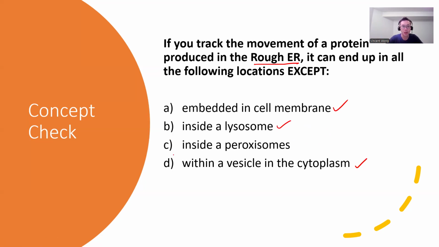But it will not be inside the peroxisome, because the peroxisome is not even part of the endomembrane system. Okay? So the things that you produce from the endomembrane system will not end up in the peroxisome. It's kind of like its own thing that is separate from everything else.